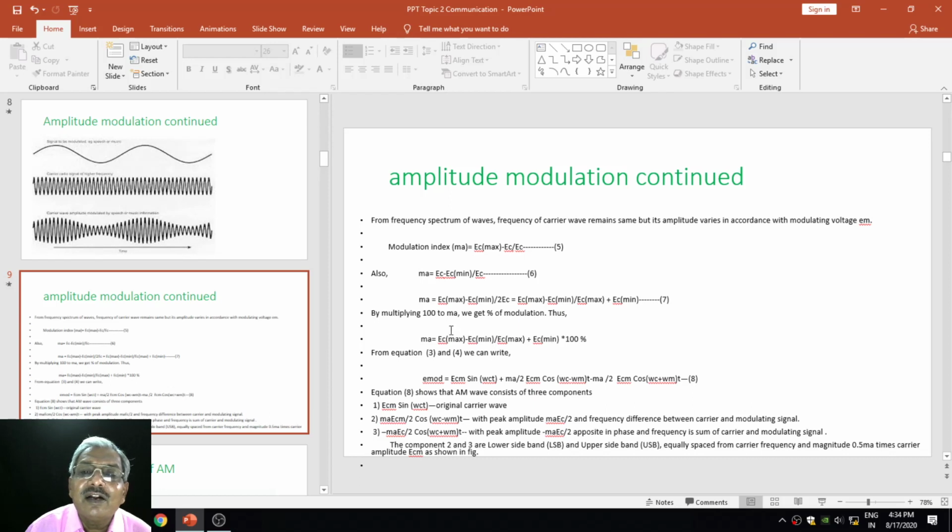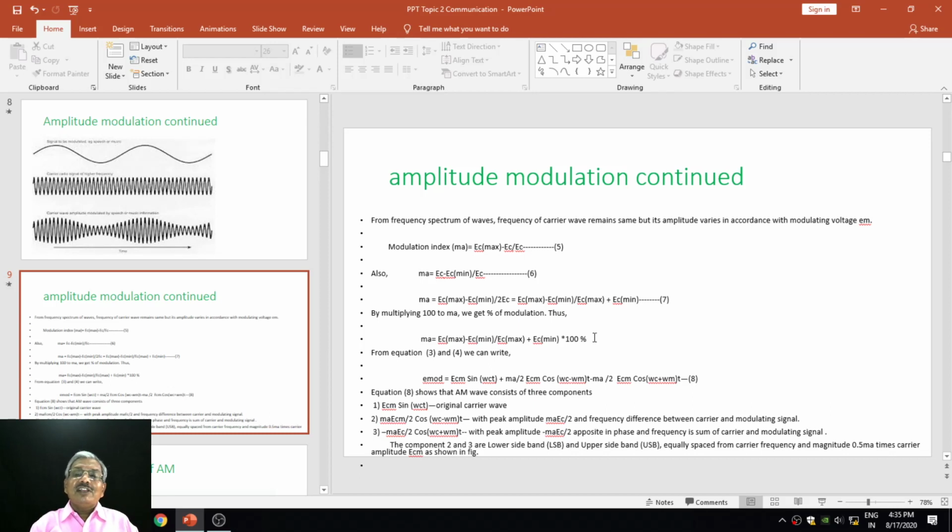By multiplying modulation index by 100, we get the modulation index in percentage. Thus, we can write modulation index as EC maximum minus EC minimum upon EC maximum plus EC minimum into 100, that is in percentage. The same formula we use in practical to calculate the modulation index of the amplitude modulated signal.